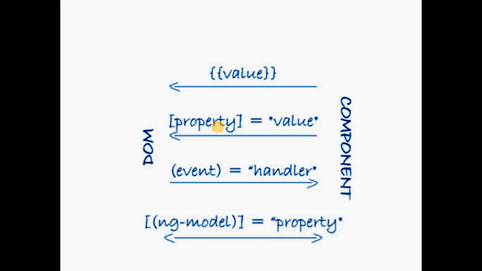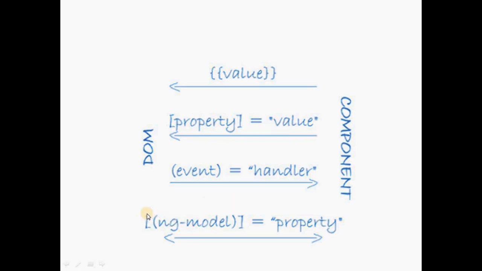Next is two-way binding. Two-way binding is an awesome thing in Angular. In the previous version of Angular, it had two-way binding by default. In Angular 2, if we want to implement two-way binding, we use the following syntax: first the square bracket, and inside the square brackets we write ngModel, and it is assigned to the property.